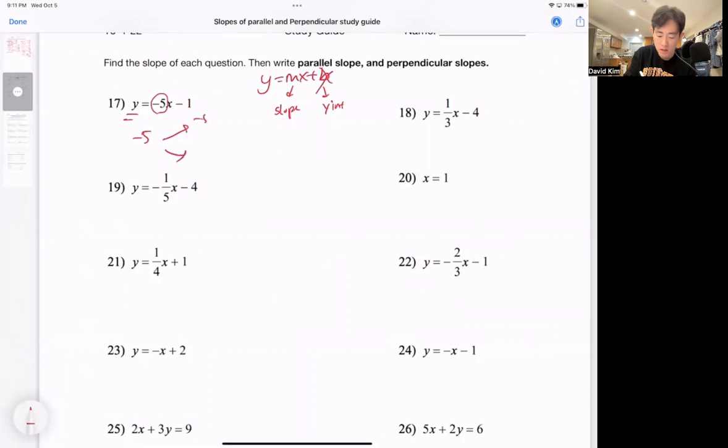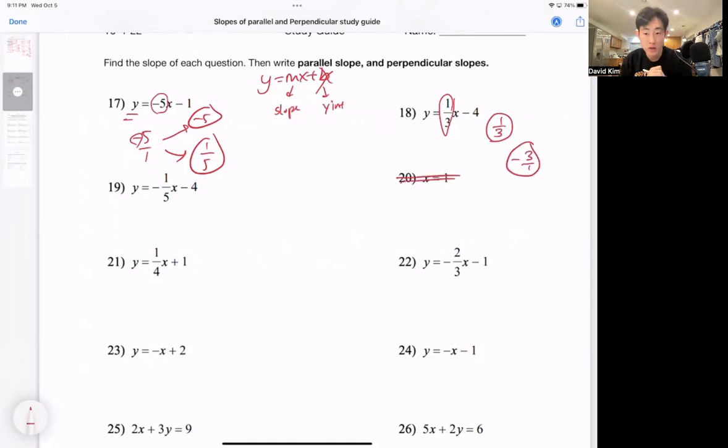So parallel, always the same. Perpendicular, flip them over. You're wondering, negative 5 is negative 5 over 1. So 1 is at the bottom, if you flip it to the top, 1 over 5 turns into a positive because it was negative from the first place. Slope is 1 over 3. So parallel will be 1 over 3. Perpendicular will be negative 3 over 1, or just negative 3.